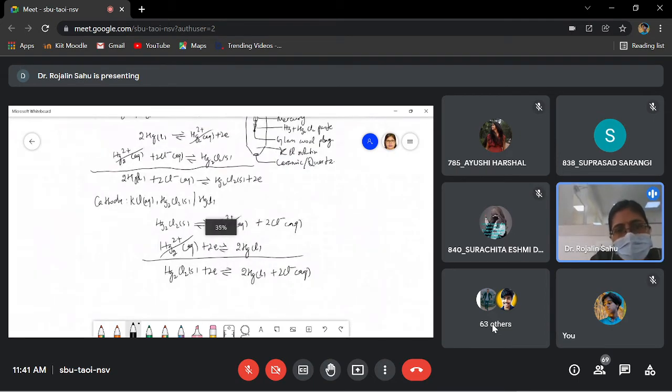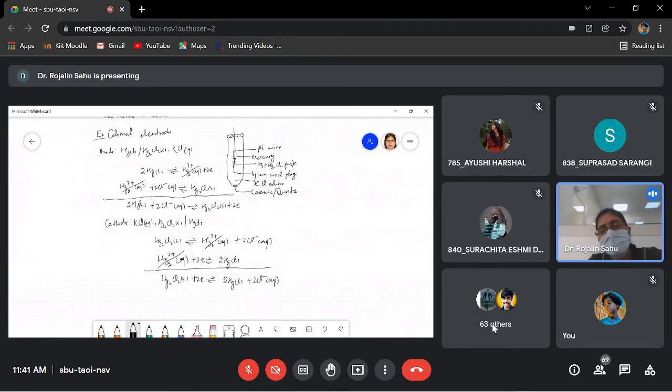Okay, so this way for all the fuel cells and batteries, you will just remember the schematic diagram and the chemical reactions happening in that cell at cathode as well as at the anode. So similarly, another example of type 2 electrode is silver chloride electrode.